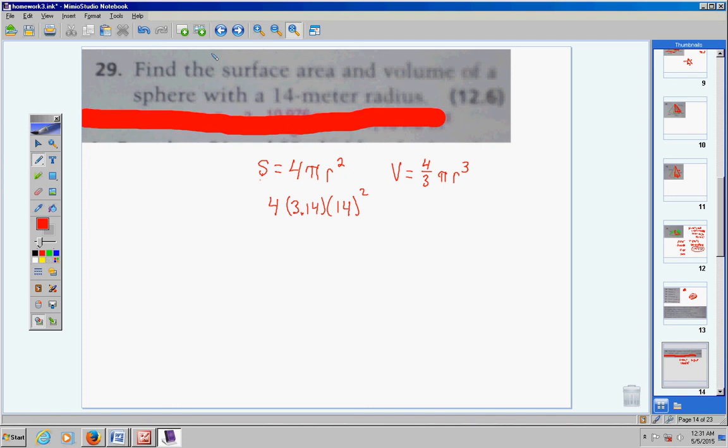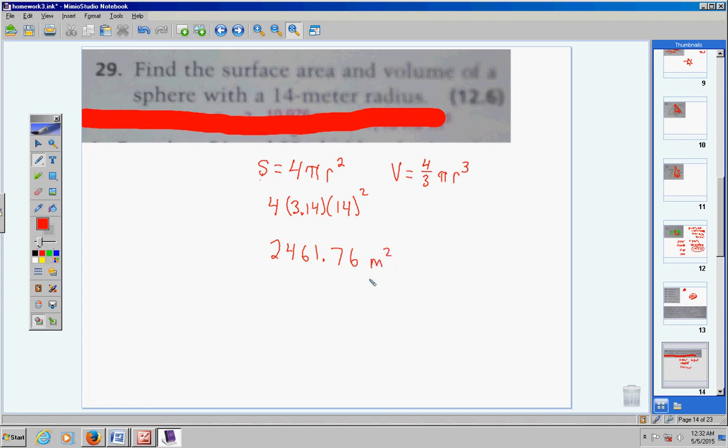I'm getting 2,461. Let me turn over to the correct page so I can check my answer. 2,461.76. Yep, and that is correct. 2,461.76 square meters, because we're dealing with area, surface area.